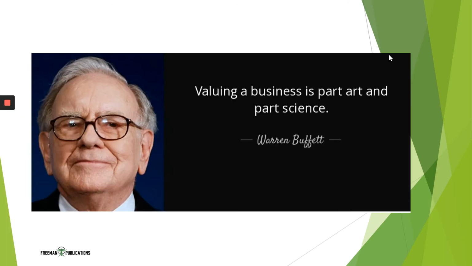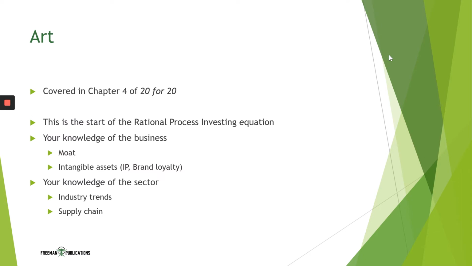We'll start with this quote from the legend himself, Warren Buffett: "Valuing a business is part art and part science." That could not be more true. So the art part of this equation is what we covered in chapter 4 of 20 for 20. That's where we outlined our rational process investing methodology. And this is the start of the equation. You start with the art part and you finish with the science.